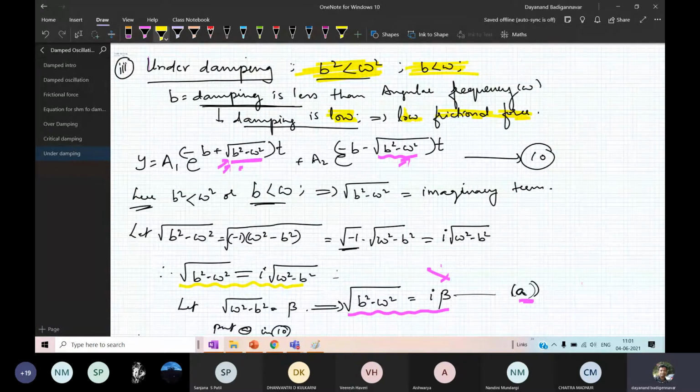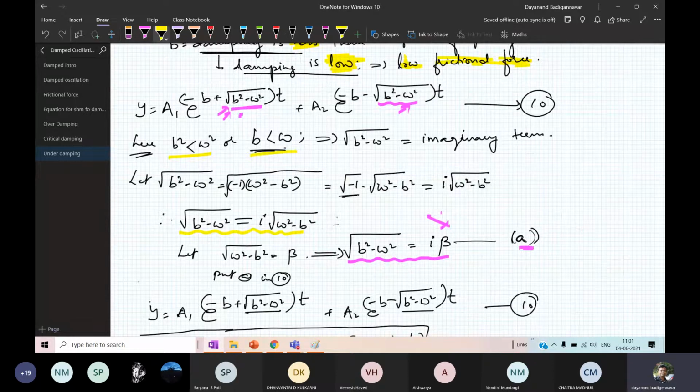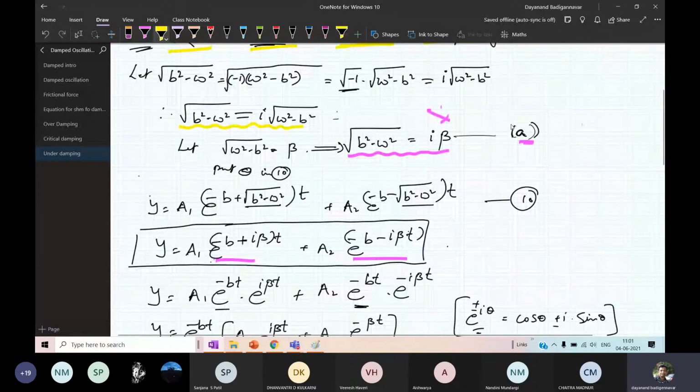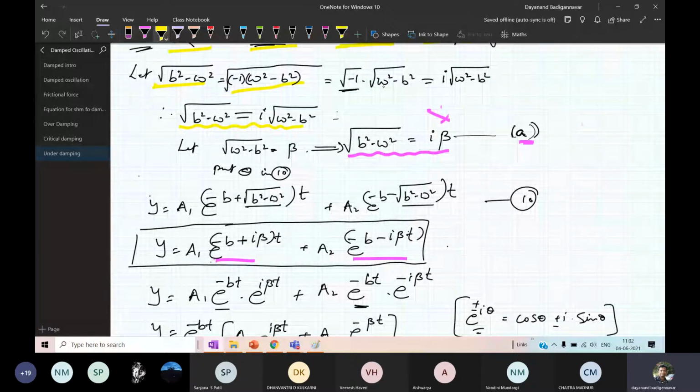So I have to consider B square is less than omega square, or B is less than omega. B is less than omega means root of B square minus omega square is an imaginary term. So let us assume that I have root of B square minus omega square. I can rewrite it like this: root of minus 1 into omega square minus B square, which is i into root of omega square minus B square. I take omega square minus B square equal to beta.